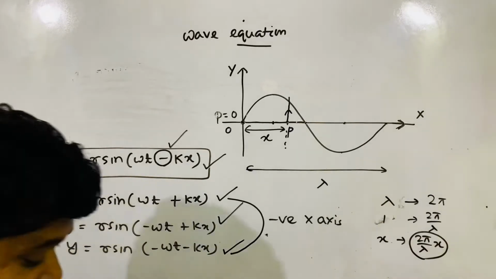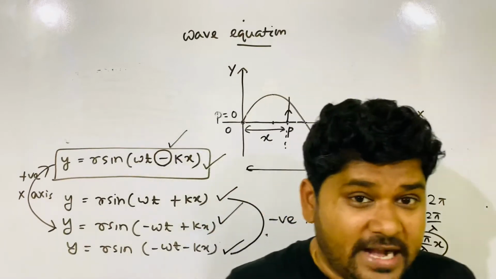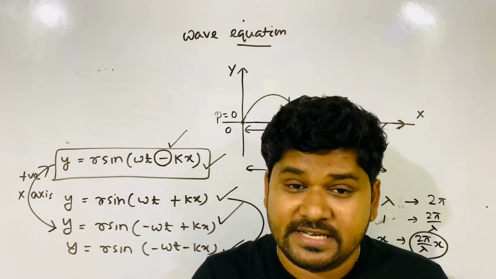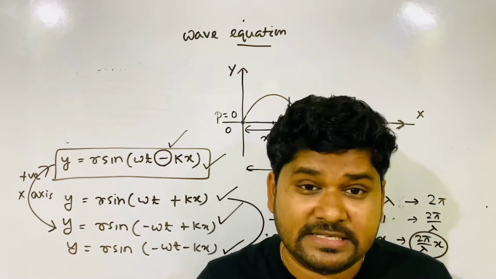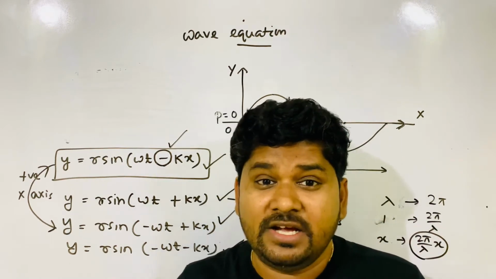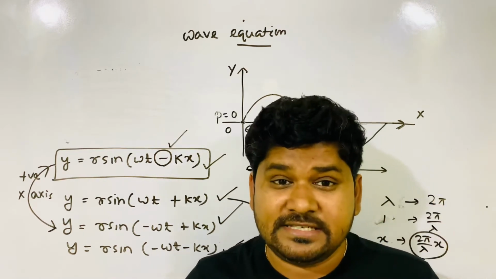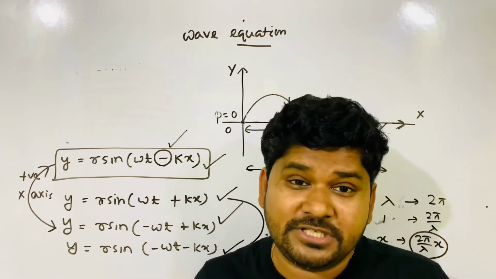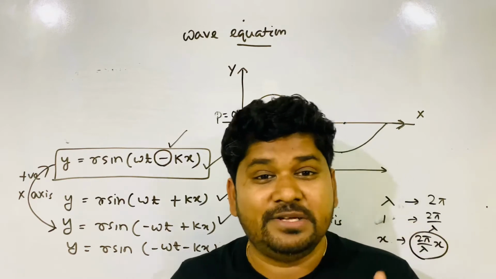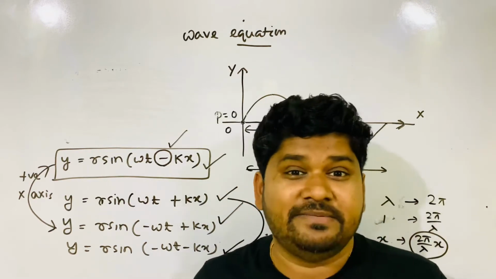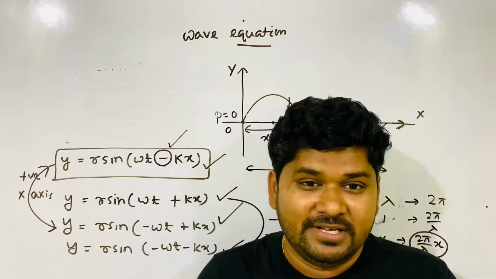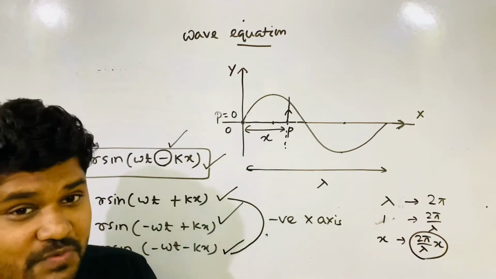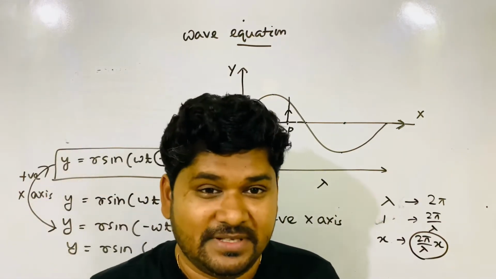Remember, hope you write it in your copy. If either one is negative, either minus kx or minus omega t, then the wave is propagating along the positive x-axis. If both are positive or both are negative, then the wave is propagating along the negative x-axis. So this is about the direction of propagation of the wave from the wave equation.